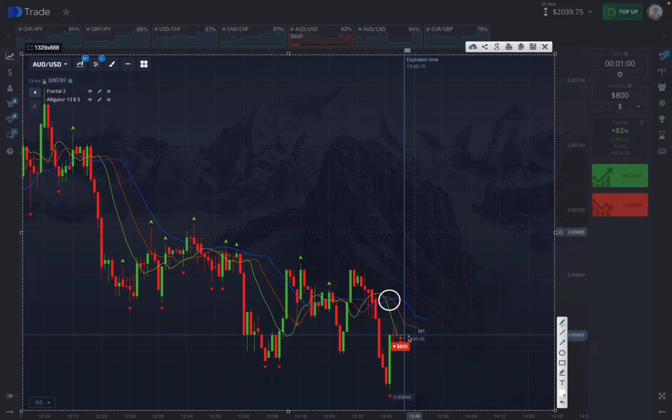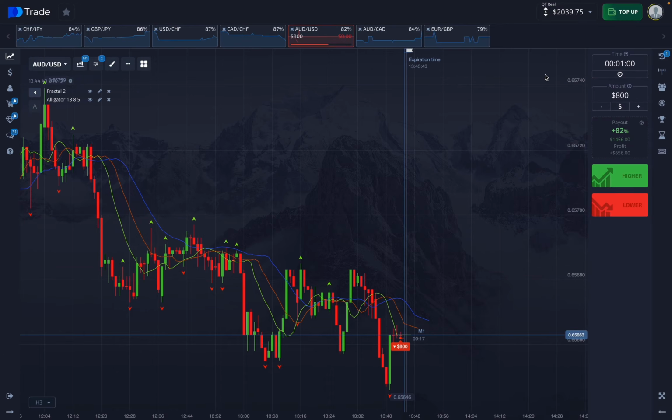And then we have formed a good pullback in the price as a whole, which is why I open a downside trade here. Let's see the result. I think that we still have a downward dynamic here that should prevail. Well, we're a little unlucky here.